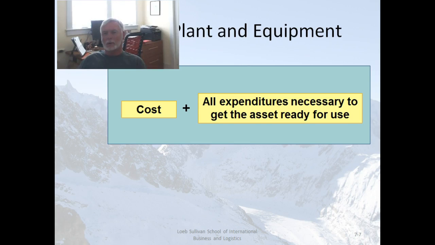So if I'm buying a piece of equipment, and I have to install it in my factory, and I have to bring in some different kind of power to run it, say 440 instead of 220, and I have to reinforce the floor because it's so heavy, then those costs of reinforcing the floor and bringing in the power and doing the installation become part of the cost of the asset, because I couldn't use the asset until I did those things. So everything necessary to get the asset ready to use.